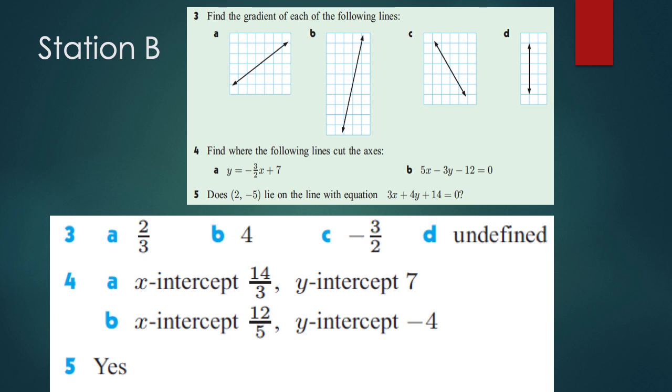For problem 4, it says find where the following lines cut the axes. Where it cuts the x-axis is where y is 0, and where it cuts the y-axis is where x is 0. So that opposite value being 0 is what you need to plug in. For 4a, if I wanted to know where it cuts the x-axis, I plug in 0 for y. If I want to know where it hits the y-axis, I plug in 0 for x.